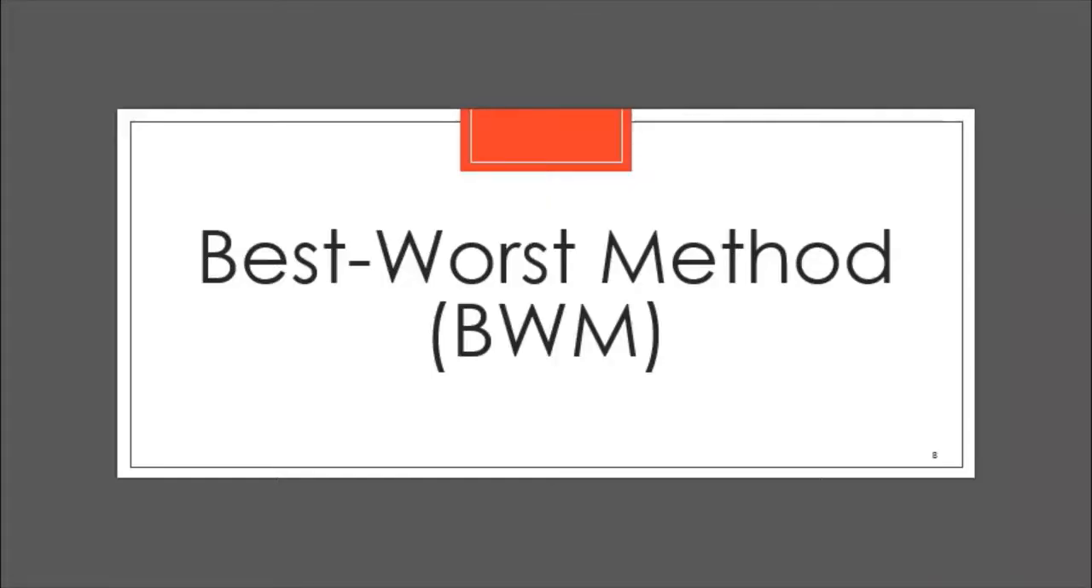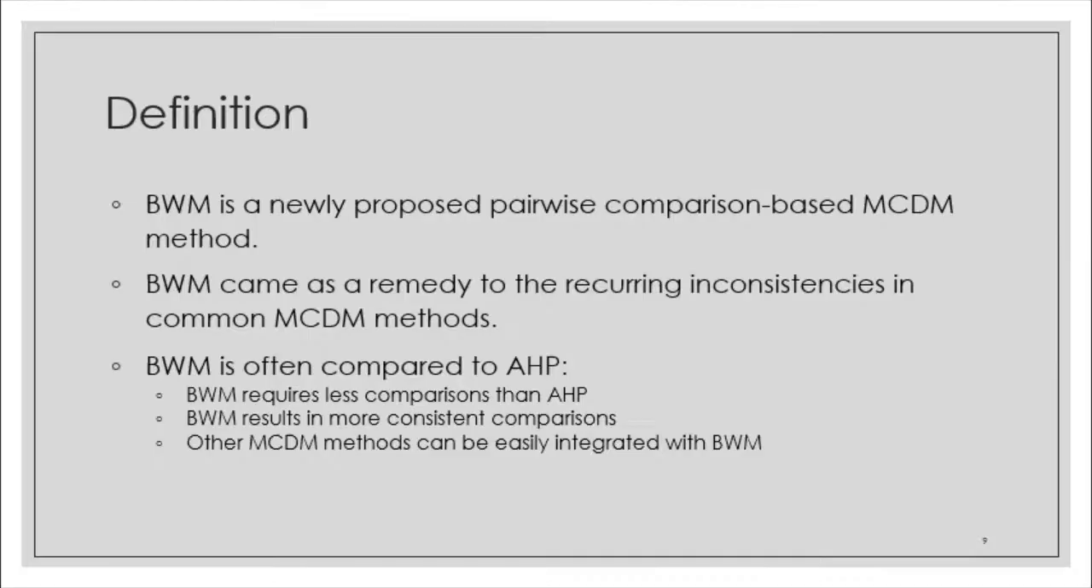Our next method is the best worst method, or BWM for short, which is actually a newer method. It was proposed in 2015. BWM, just like AHP, is a pairwise comparison-based MCDM method. It came as a remedy to the recurring inconsistencies found in pairwise comparison matrices, which are common in MCDM methods. The authors of the original paper which proposed BWM suggest that the source of these inconsistencies is actually the unstructured way comparisons are carried out.